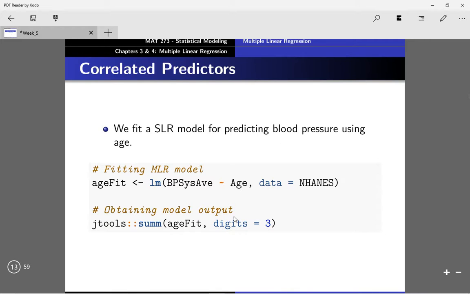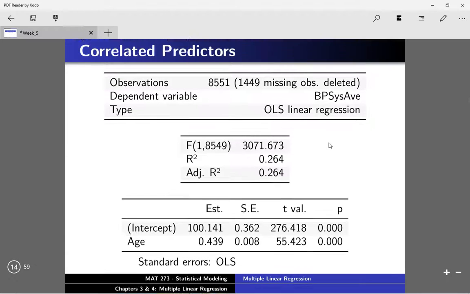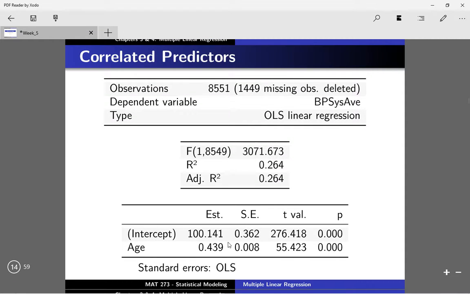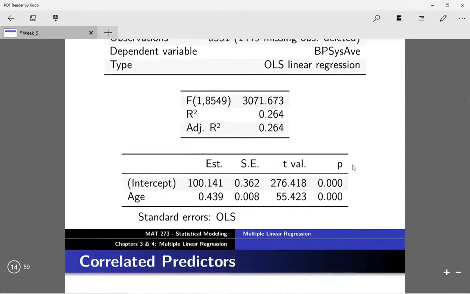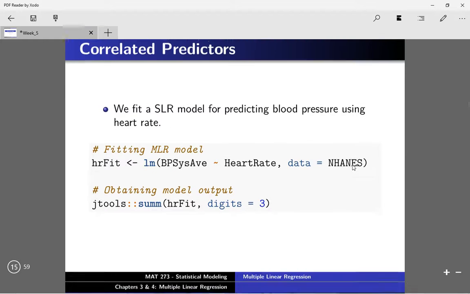And here we'll see, if we fit a model, just a simple linear regression model using age for systolic blood pressure and printing that output, we get what we'd expect again, that there was a positive relationship between age and blood pressure. And the p-value of 0 is indicating that it's statistically significant, the p-value being very small. Okay, so nothing surprising there.